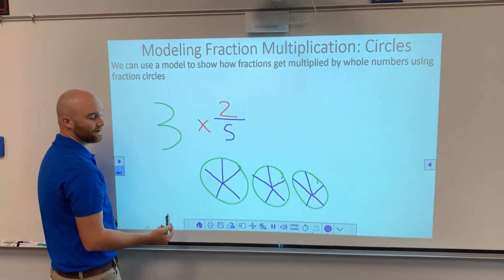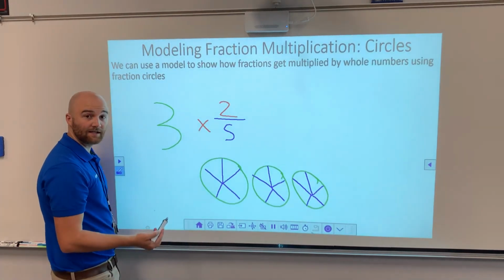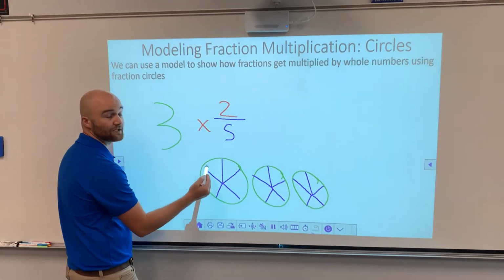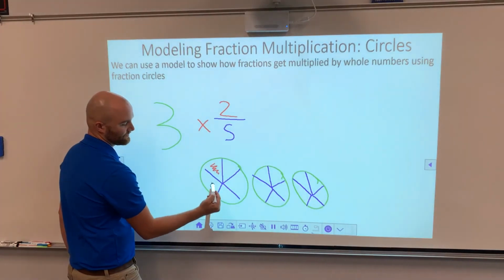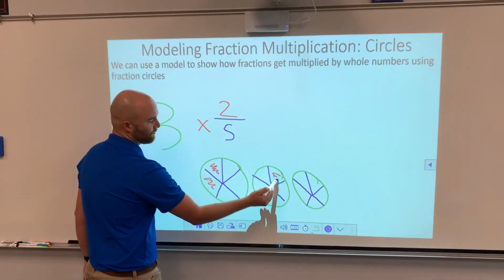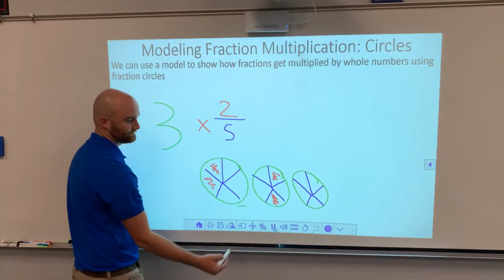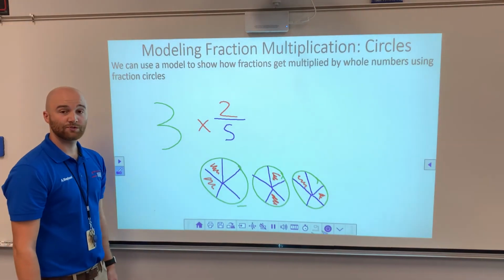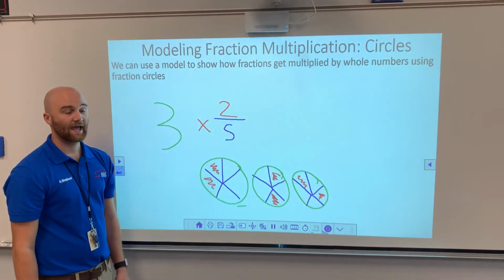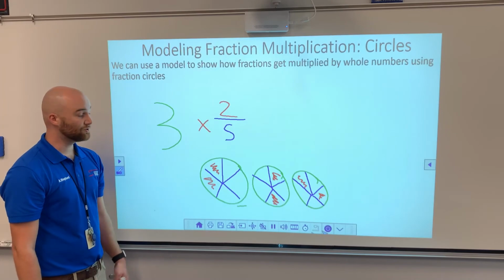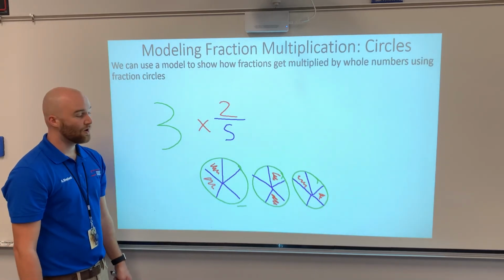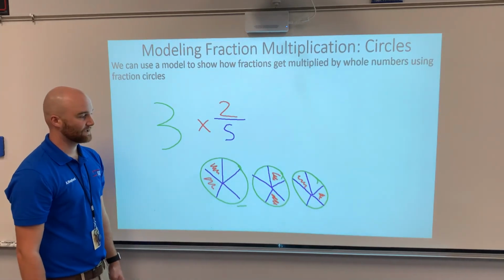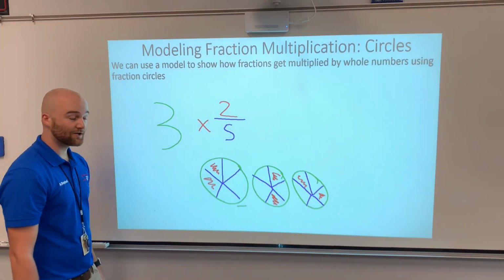Then I look at my numerator and I'm going to shade 2 of them. And again, it doesn't matter which 2 you shade as long as you shade 2 in each of the squares or each of the circles. It doesn't matter which ones you choose to shade in as long as each one of these circles has 2 of them shaded in. You could make them all be in the same place, or you could shade 2 in each one wherever you feel like.